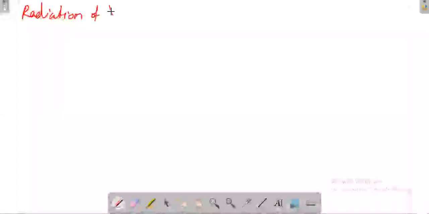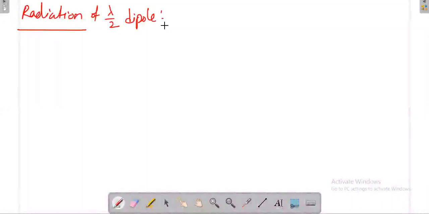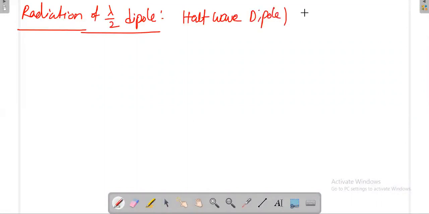Radiation of lambda by 2 dipole, or otherwise half wave dipole. Is there any other name for this one? Anybody? Please find it out. Another name is there. What is that name? That is important. Sometimes in the exam they used to ask. What is another name of this one?